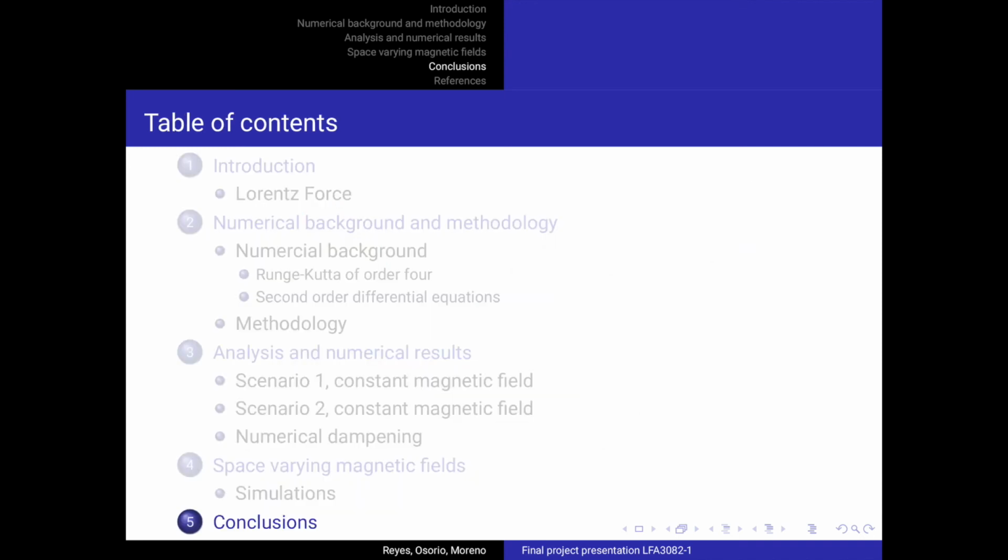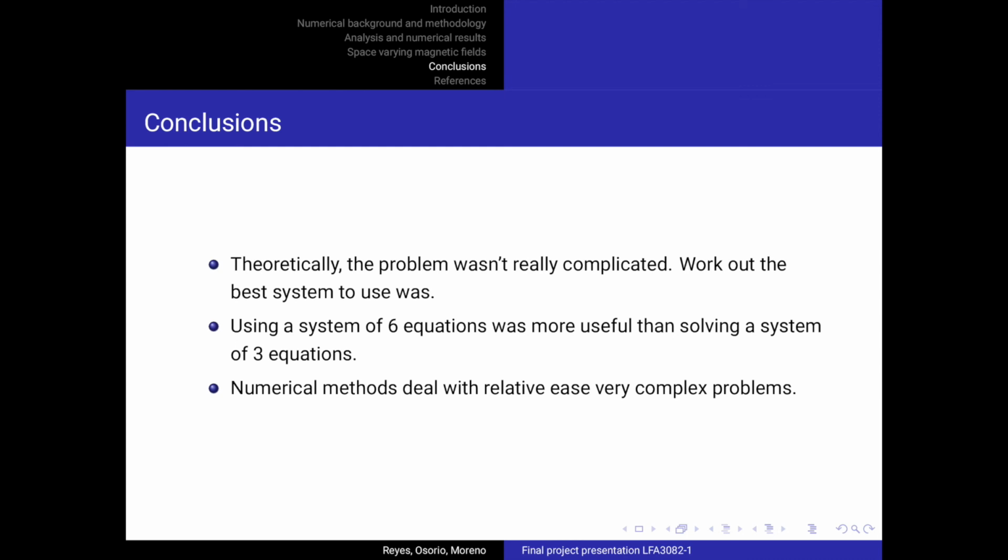Now let's dive into the conclusions. First of all, we want to say that theoretically the problem wasn't really complicated. However, choosing the correct system of equations was. In this case, we saw that using a system of six equations was better than using a system of 3 equations, with the little disadvantage that we had to use a very high number of mesh points. Lastly, we want to say that numerical methods can deal with relatively complex problems, such as real-life problems.